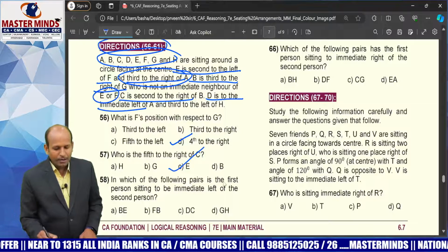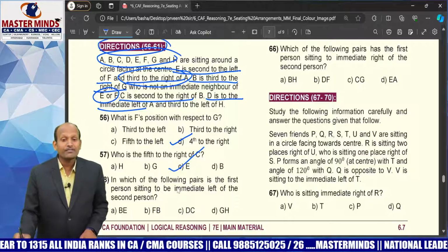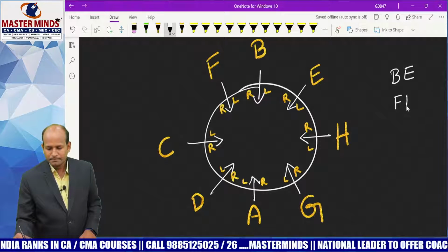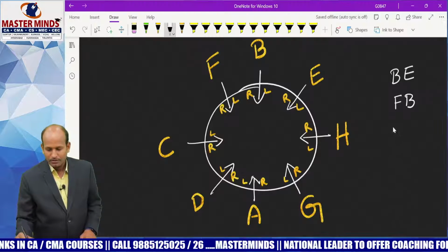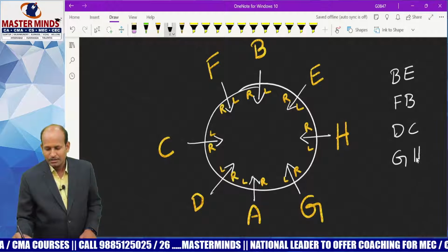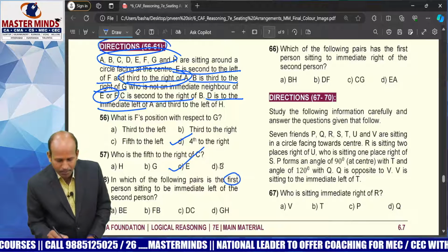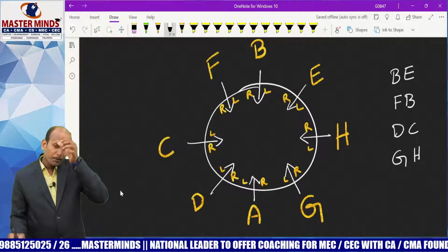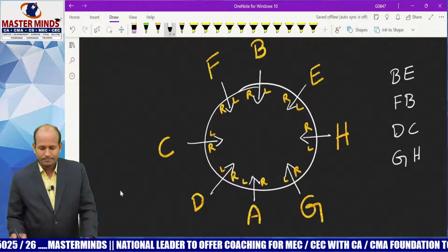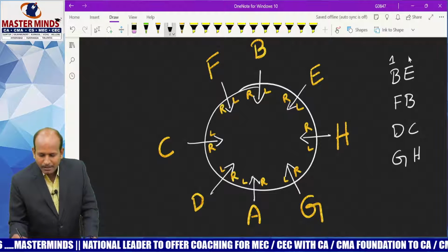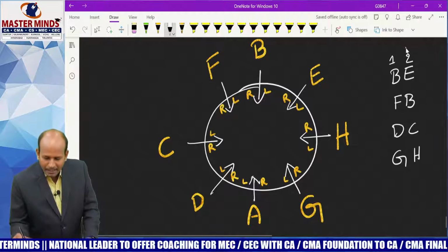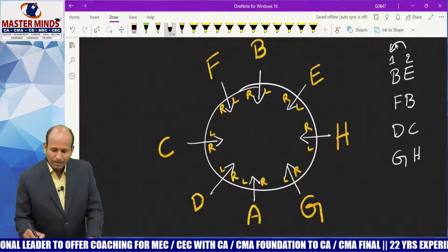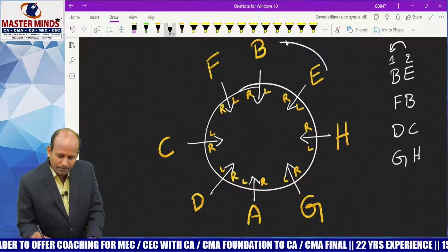Next, which of the following pairs has the first person to the left of the second person? Here we have the pairs BE, FB, DC, GH. The statement is that the first member is to the immediate left of the second member. Suppose you take BE as your answer: the first member is B, the second member is E. B is to the left of E in the sitting arrangement? B is to the left of E, but B is to the right of E.